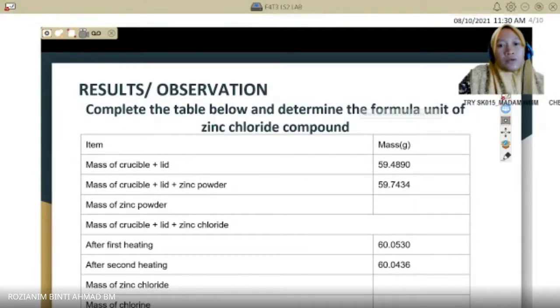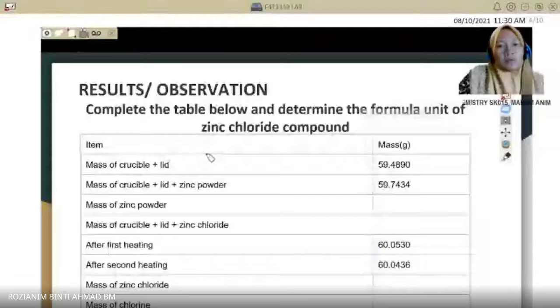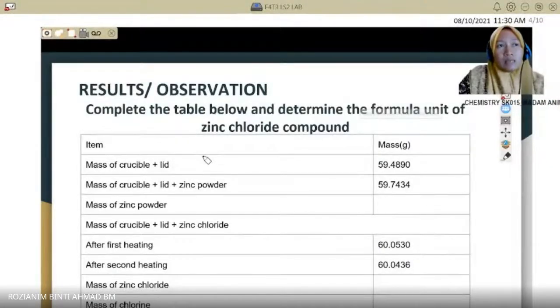Okay, so during the experiment, we need to find out the empirical formula. So, bila empirical formula, our target should be in item measurement of the mass. Okay. So, what happened? Hopefully, you already go through to the Google site and already download the template of the writing report.